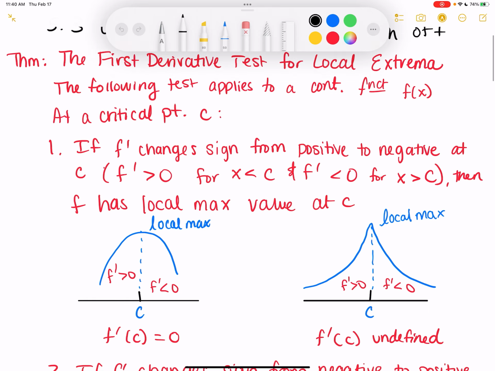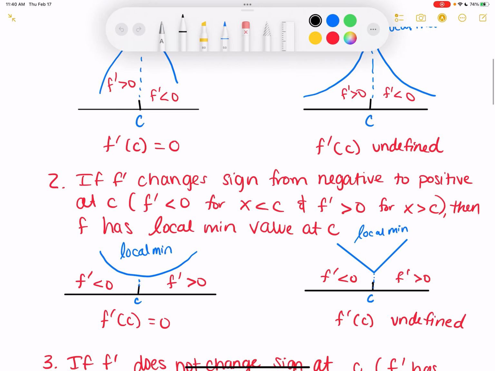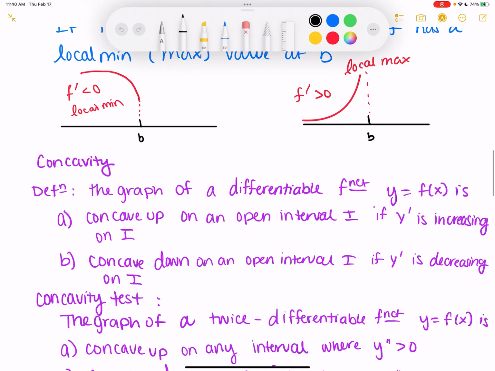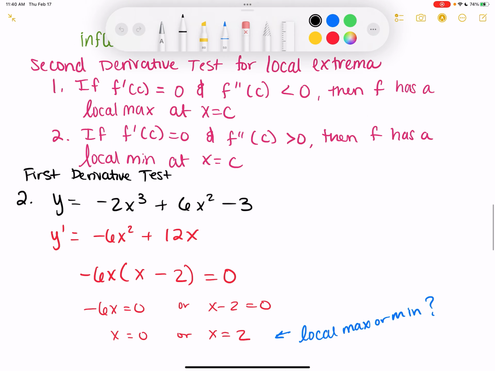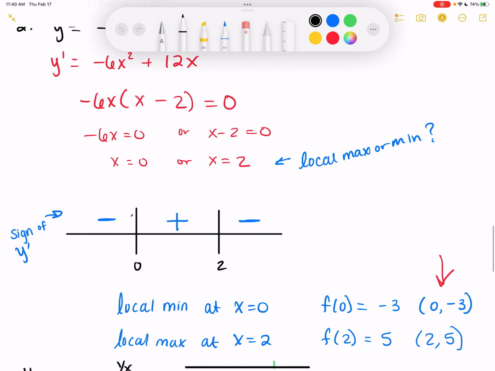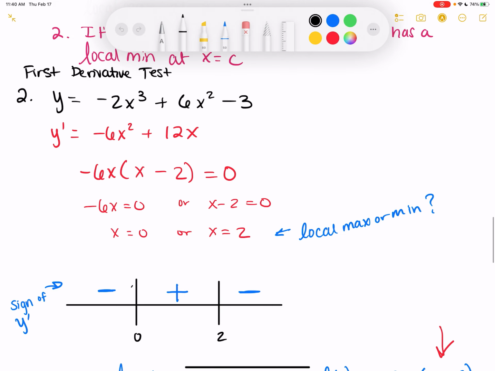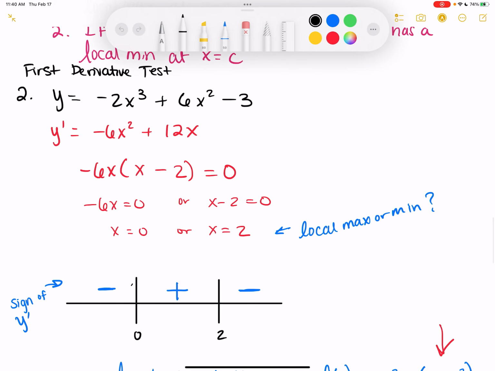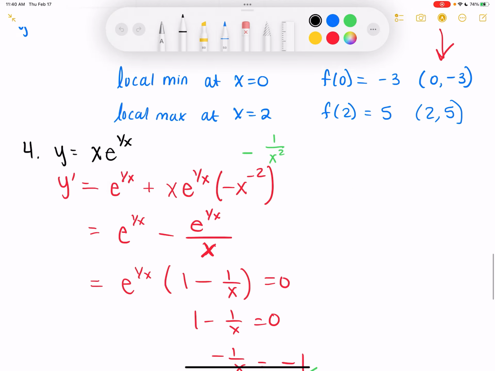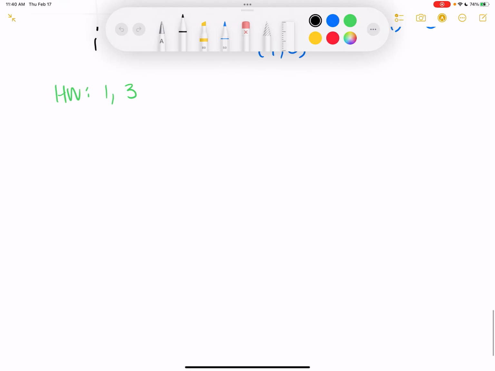Okay, so we looked at the first derivative test, concavity, points of inflection, and the second derivative test. Notes the other day, we started examples with the first derivative test, so we're down to examples for the concavity test now. So starting with number 8.